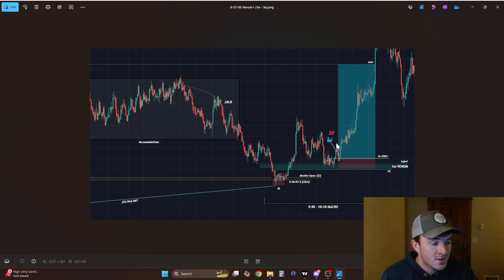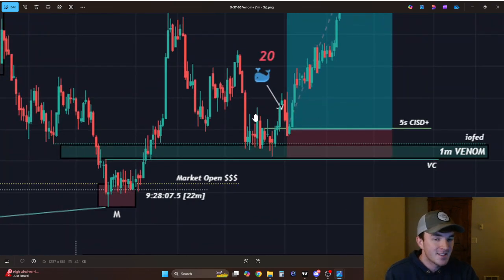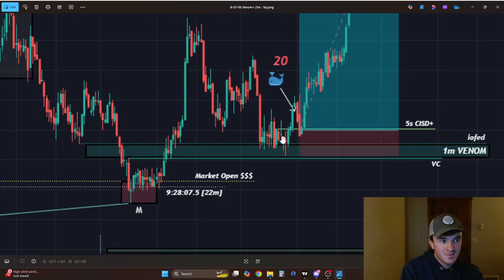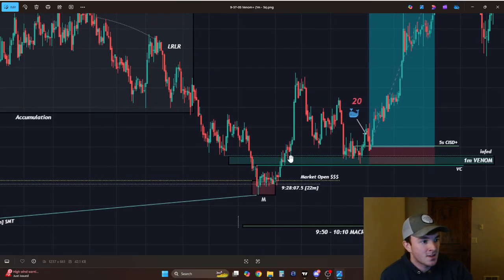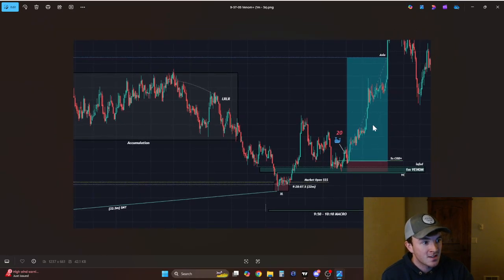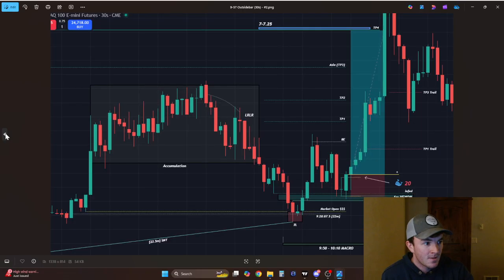Here's a low time frame. This is just for fun, like just looking at the charts. But you can see how we can take the Venom entry. We can find even a low time frame change state delivery off of that. Once again, a whale selling into the limit order.